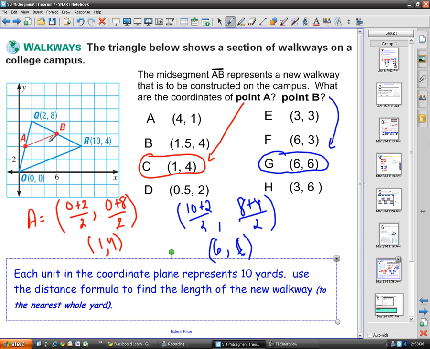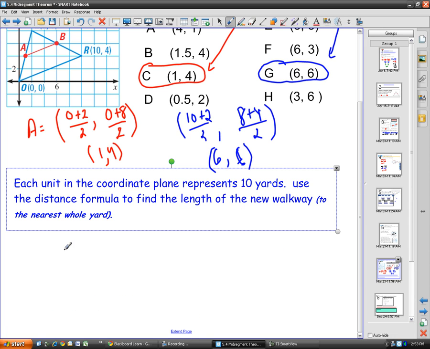I'm going to show you a little shortcut with the distance formula if you don't remember it. The distance formula for the length of AB, I'll set it up for you, but I'm not going to solve it all the way. I'm going to show you the shortcut. The distance formula is the ordered pair, the x's in A and B subtract from each other. So 6 minus 1 squared plus the y's subtracted from each other, 6 minus 4 squared.